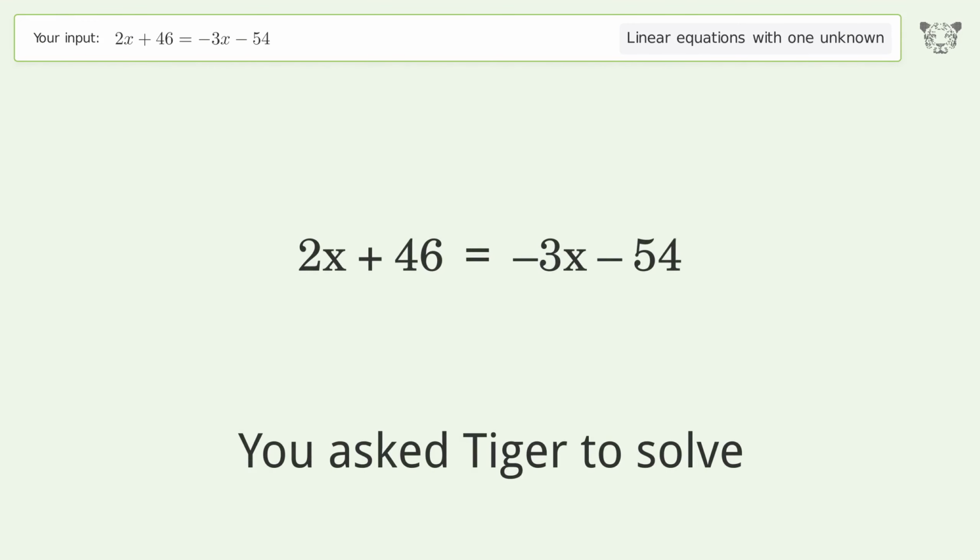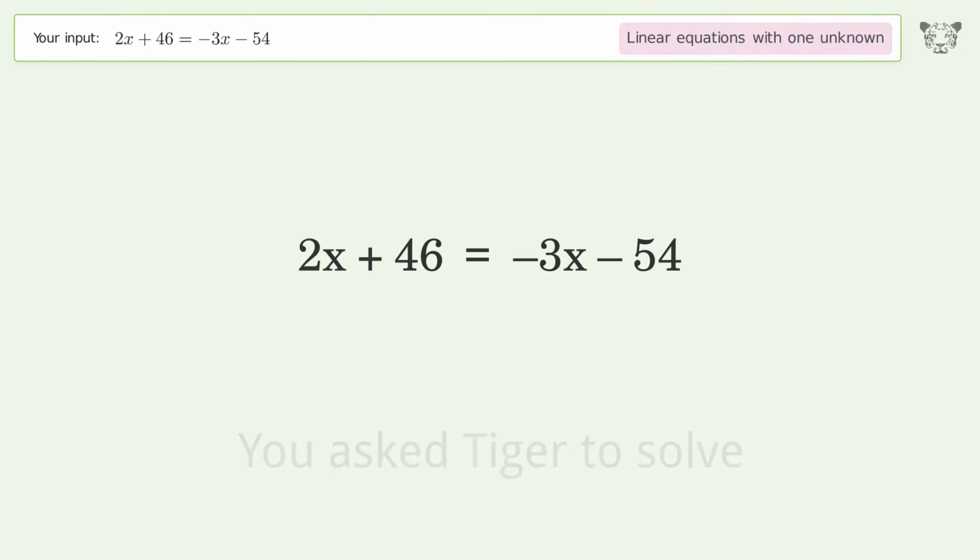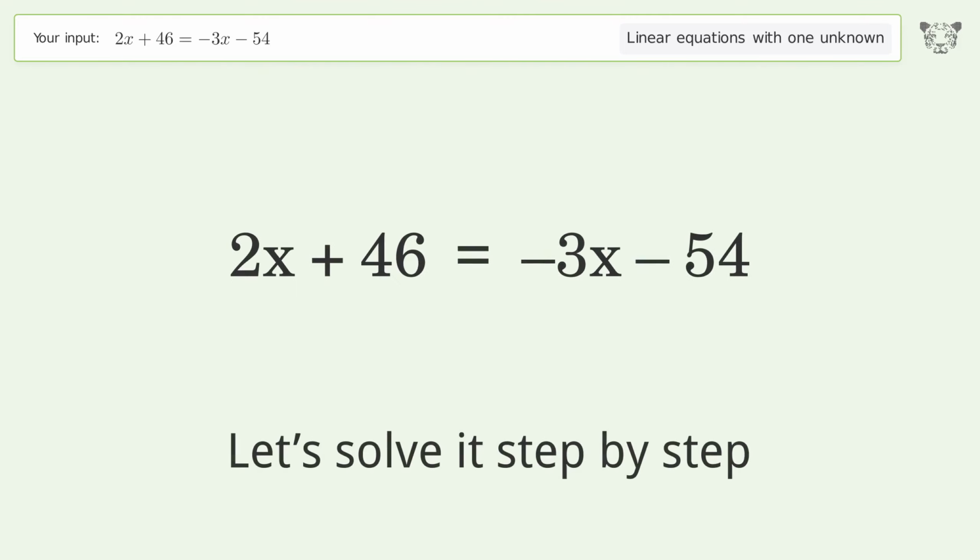You ask Tiger to solve. This deals with linear equations with one unknown. The final result is x equals -20. Let's solve it step by step.